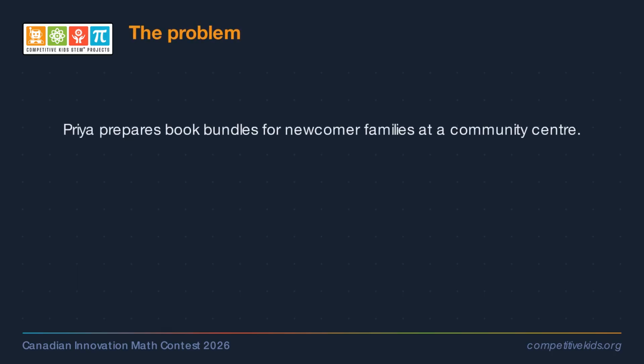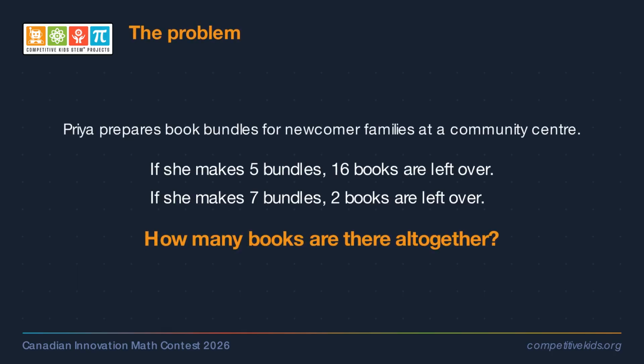Priya prepares book bundles for newcomer families at a community center. If she makes 5 bundles, 16 books are left over. If she makes 7 bundles, 2 books are left over. How many books are there altogether?